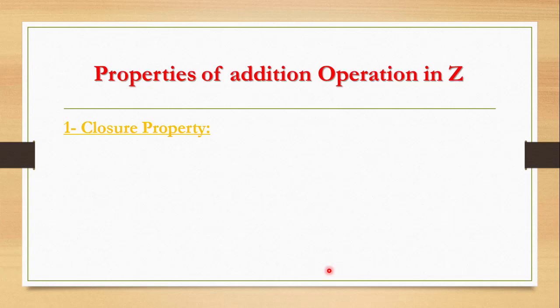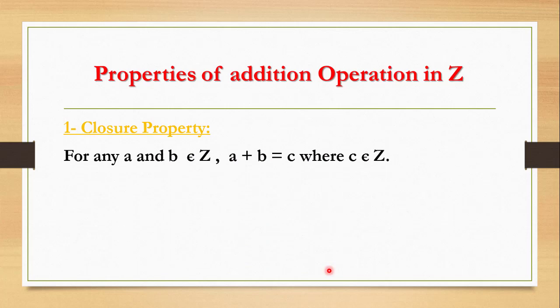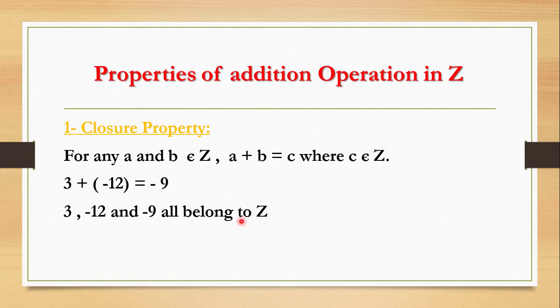Closure property means that if you have two integers, the result when you add them also will be an integer. So for any a and b belonging to Z, a plus b also will be in Z. For example, 3 plus negative 12: take the sign of the greater, then subtract, so negative 9. Negative 9 also belongs to Z. Okay, this is the first property, closure. Two numbers belong to Z, it means the result of the addition of the two numbers also belongs to Z.